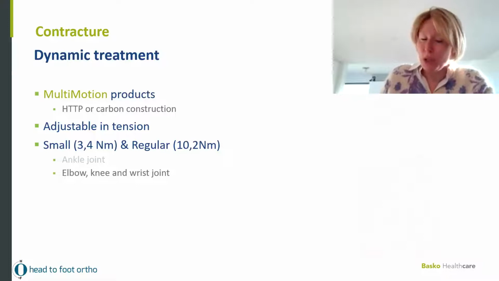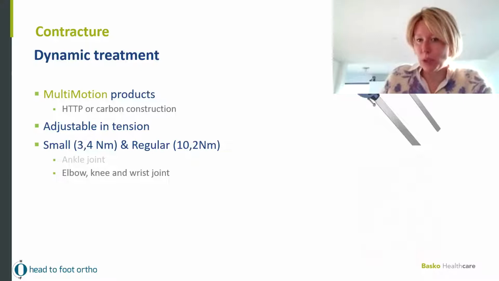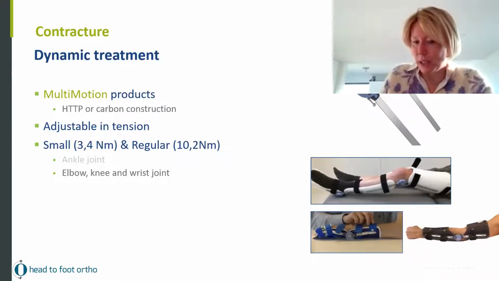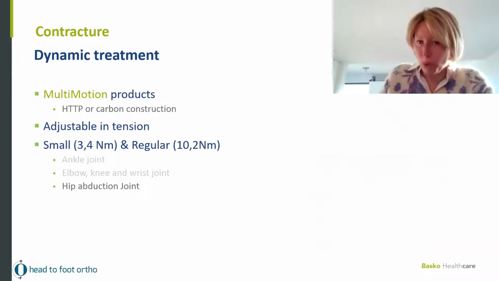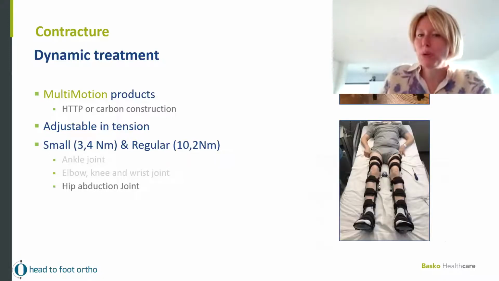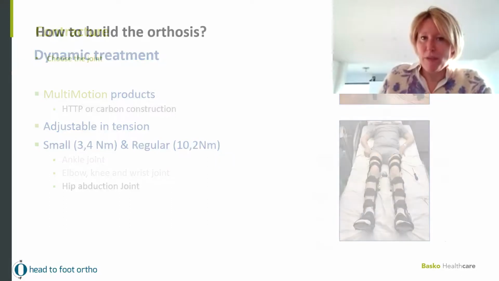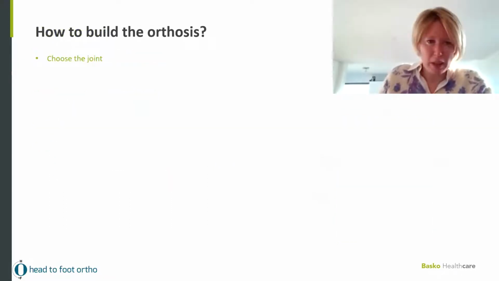After that, you can use multimotion for the elbow, knee, and wrist joint. And you can use it with just the integrated straight bar. And we do have, again, the small one and the regular one. And this is how it can look on a knee, an elbow, or a wrist. Of course, you can also use multimotion on the hip abduction joint, which is a beautiful system to have that abduction at night on the patient. It's really effective. We will see a patient later on with that.